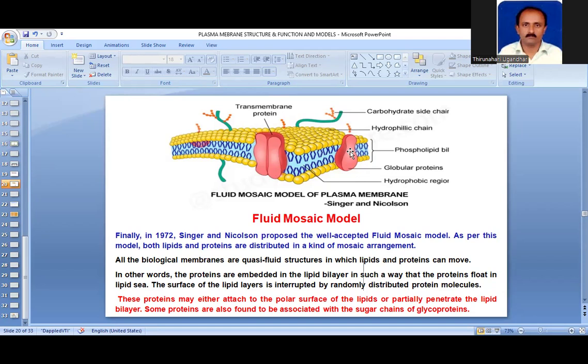The biological membranes are fluid structures in which lipids and proteins can move. In other words, the proteins are embedded in the lipid bilayer in such a way that the proteins float in a lipid sea. The surface of the lipid layer is interrupted by randomly distributed protein molecules. These proteins may either attach to the polar surface of the lipid or partially penetrate the lipid bilayer. Some proteins are also associated with the sugar chains of glycoproteins.